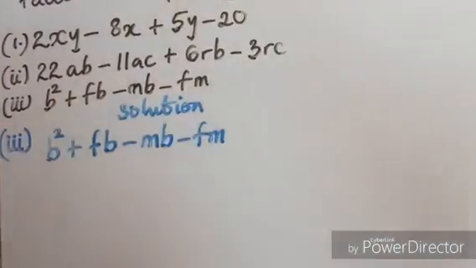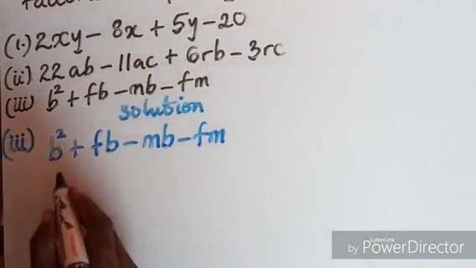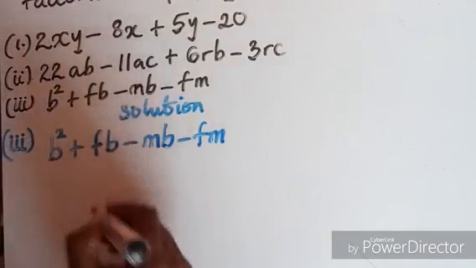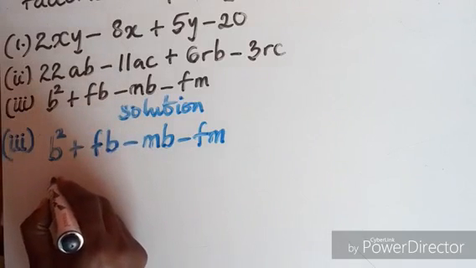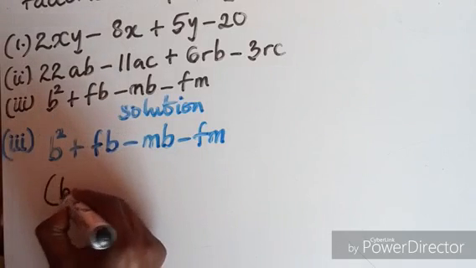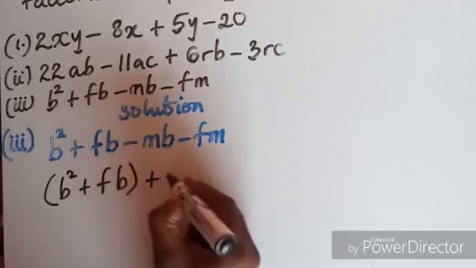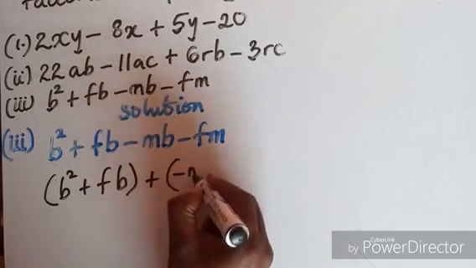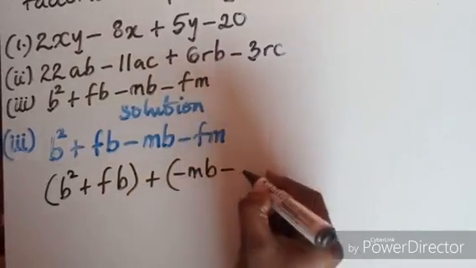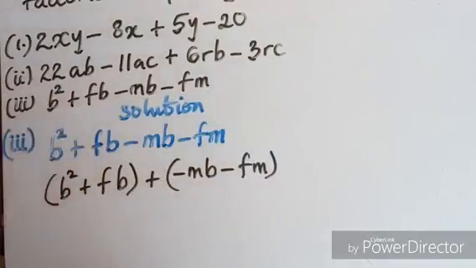Good. So what we see now is, we try to look at this, grouping it. What we have is, we first put this one in a bracket, b squared plus fb, plus the negative here must go into the bracket, so minus mb minus fm. Okay, so we now do our factorizing.